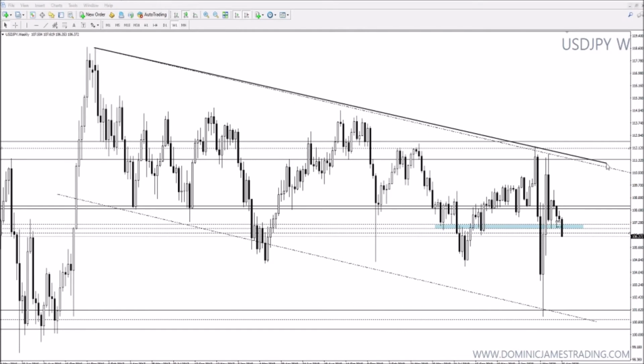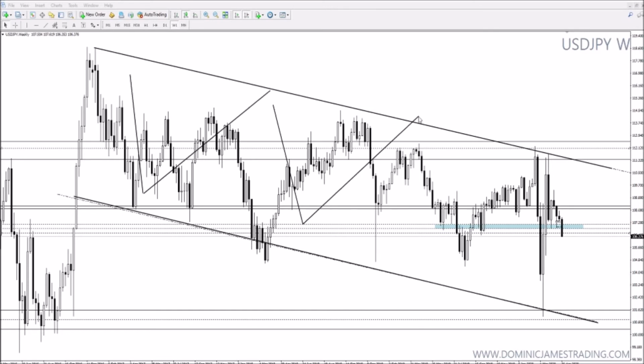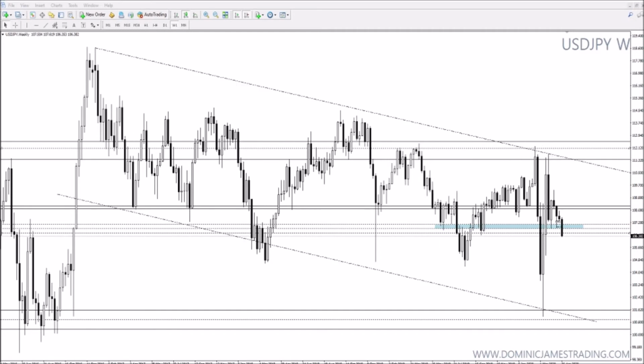Structure is down, depicted by this channel. So structure is down. We were at the top of the structure looking for any selling opportunities. We also broke below. Let me just point out the support and resistance coming in here. So once we broke below there, looking for bearish opportunities to take this a lot lower.